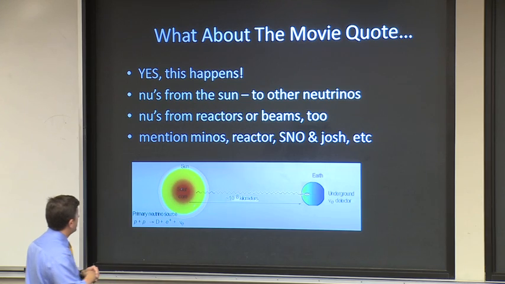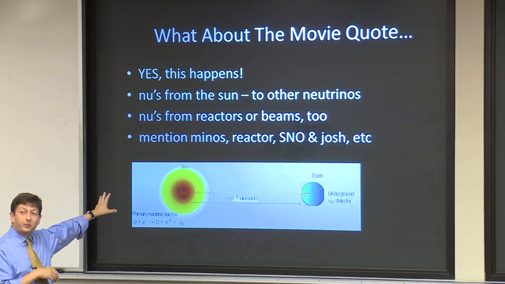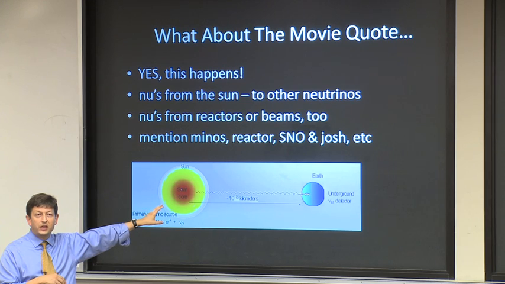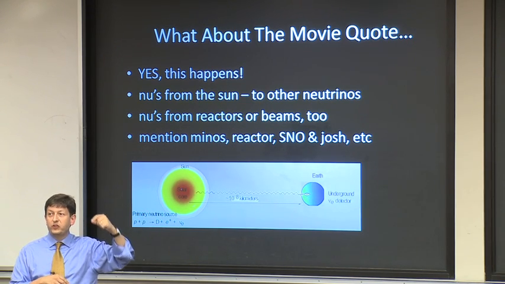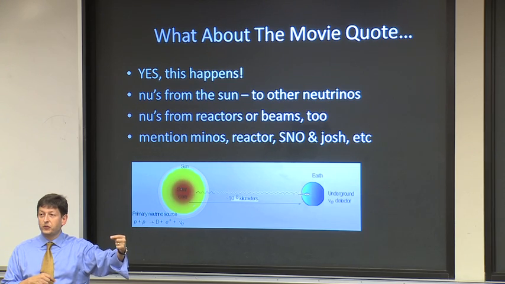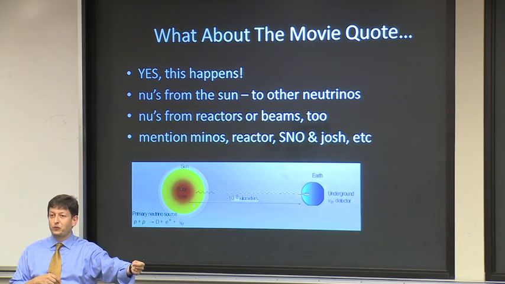And there are experiments that show that this happens. There are experiments like those of Ray Davis that say we don't see the right number of neutrinos from the sun hitting us at the Earth. Our supposition is that they changed away from the type of neutrino that Davis was looking for in his experiment into another type of neutrino.